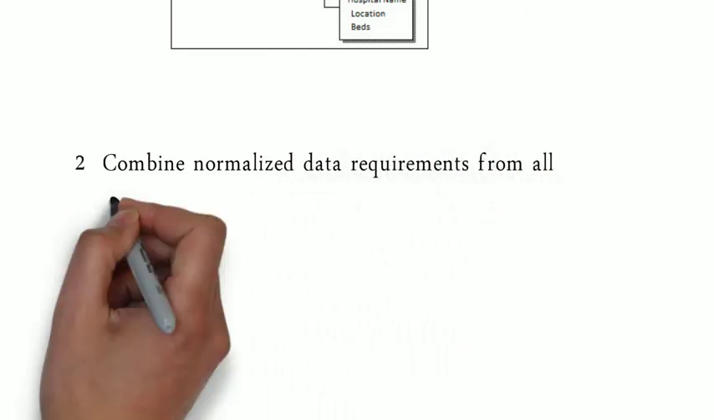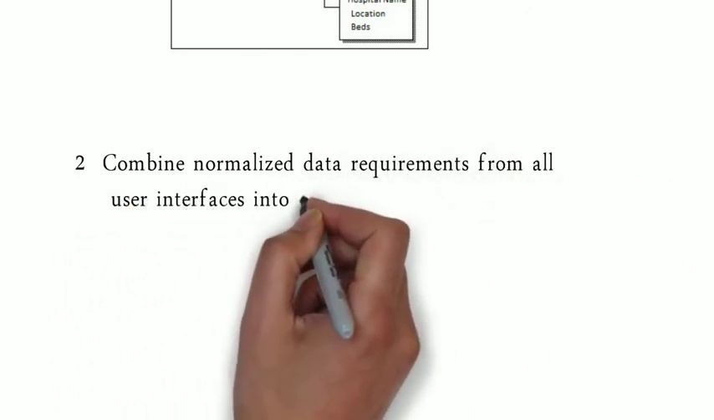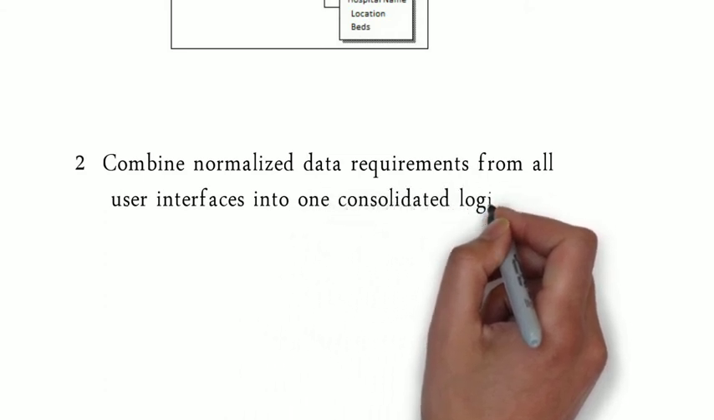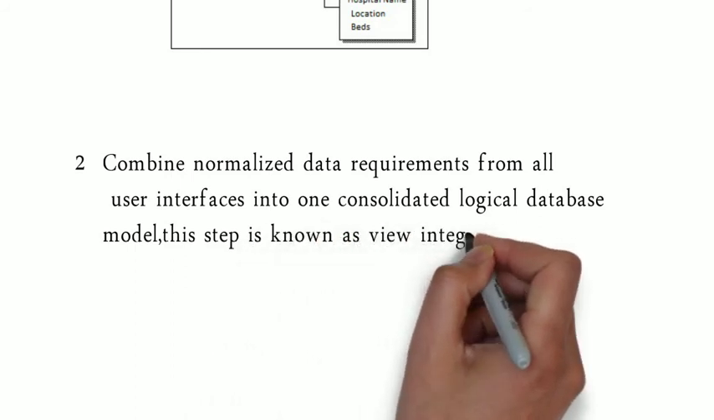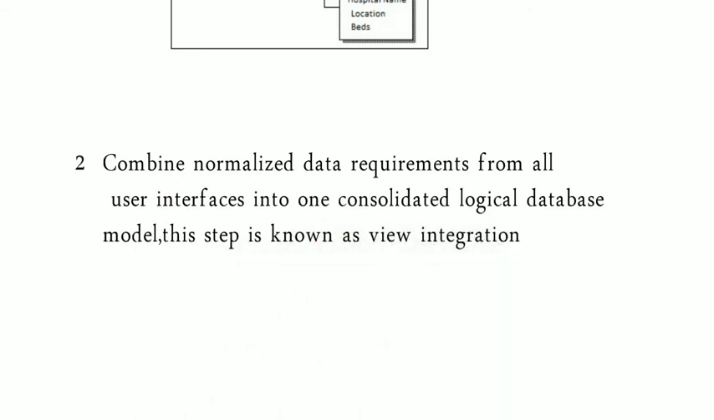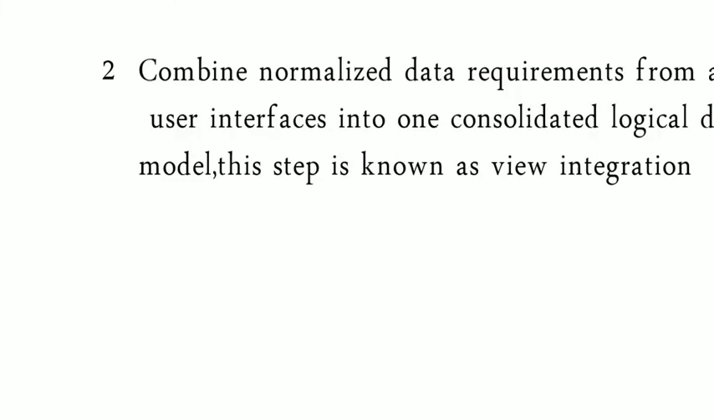user interfaces. So the second step is to combine all these interfaces into one consolidated logical database model. This step is known as view integration.